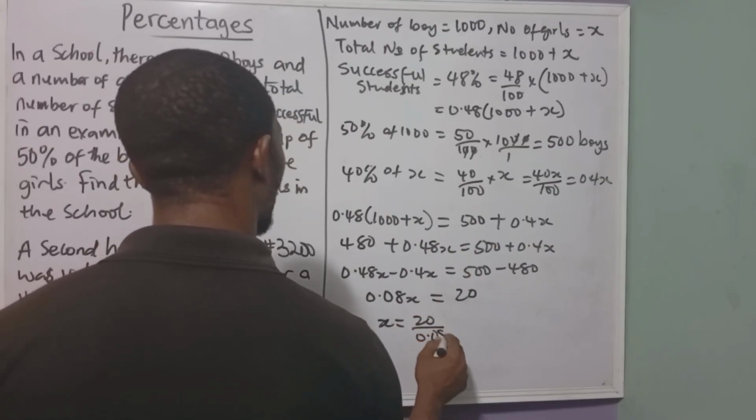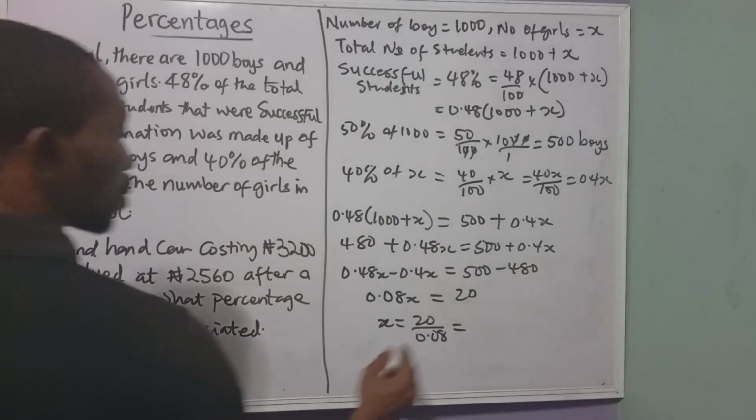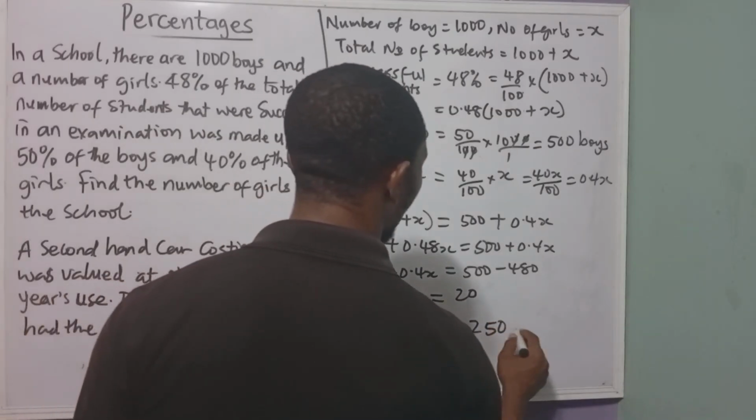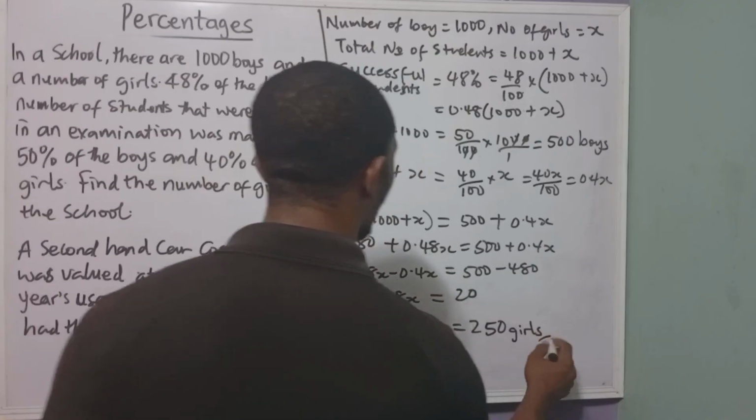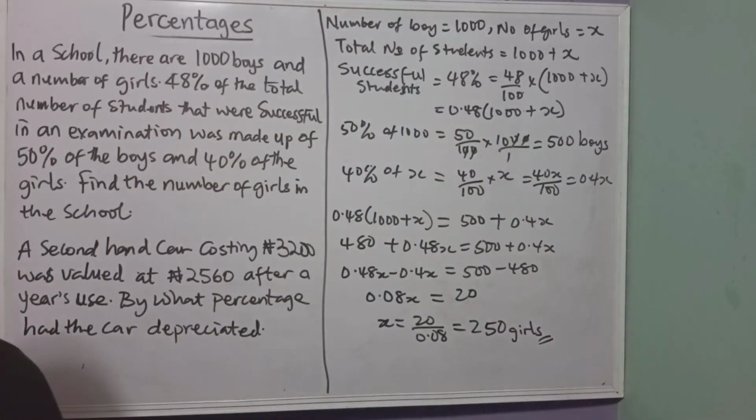So x equals 20 divided by 0.08, which gives us 250 girls. That means in the school there are 250 girls.